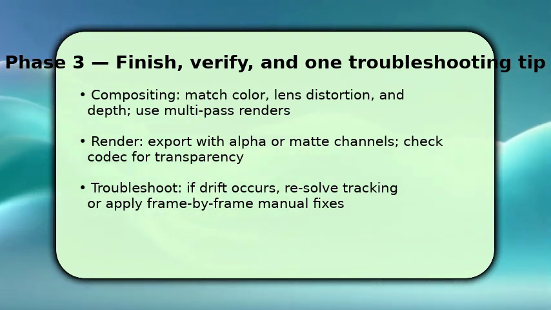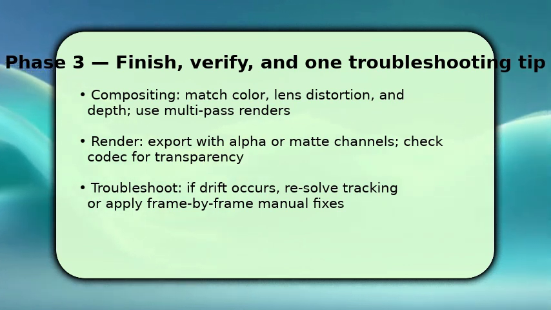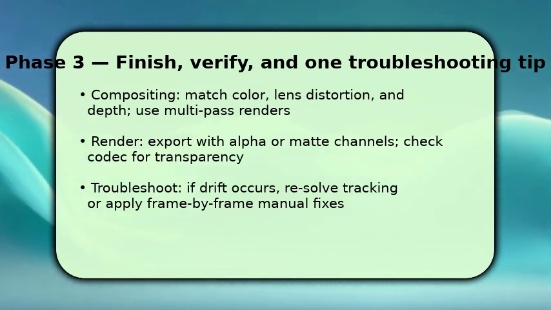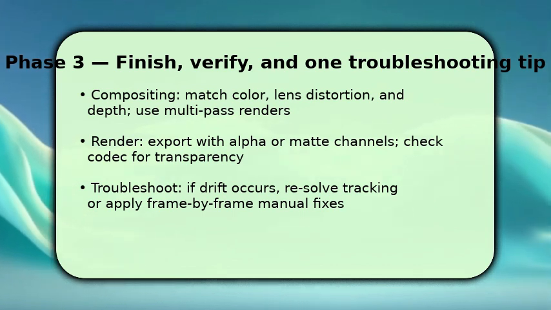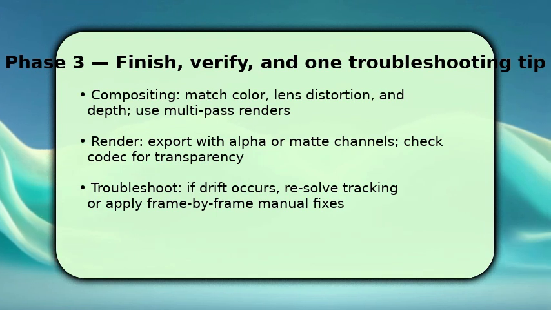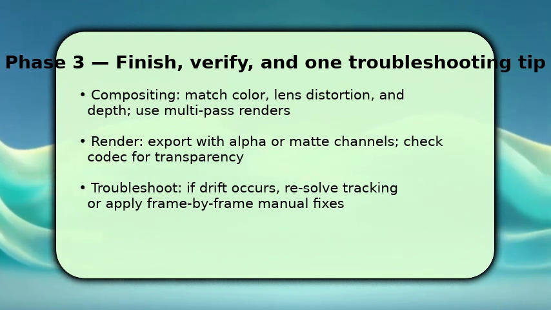If you notice tracking drift or jitter in the final render, pause and resolve the tracking using reference frames or apply targeted frame-by-frame manual fixes for problem segments. One key tip: if persistent drift happens, rerun tracker calibration and compare solved markers to the original capture.